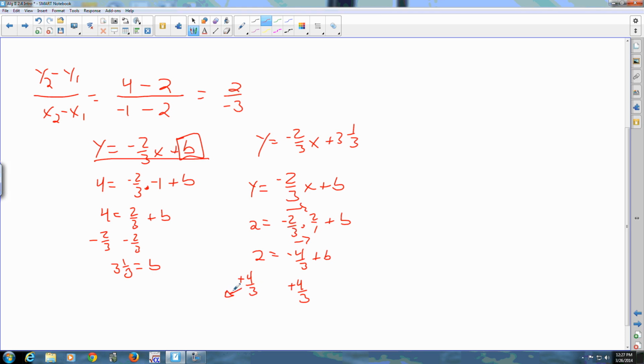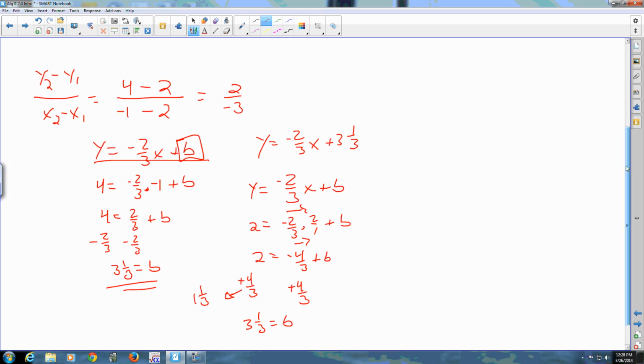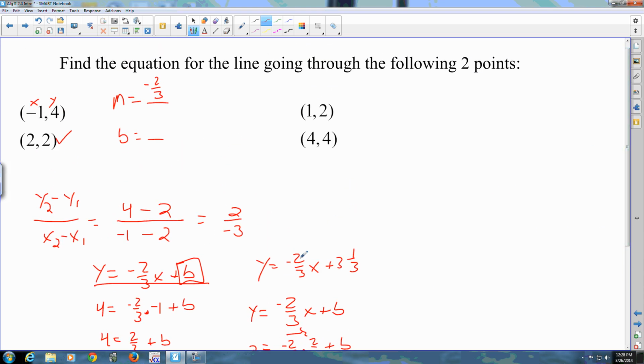To help you do this in your head, rather than grabbing a calculator, that's 1 1/3. 2 plus 1 1/3 is 3 1/3. So you see, you get exactly the same answer. It's not going to matter which point you pick because both of them are on the line. So this would be the equation for the line going through those 2 points.